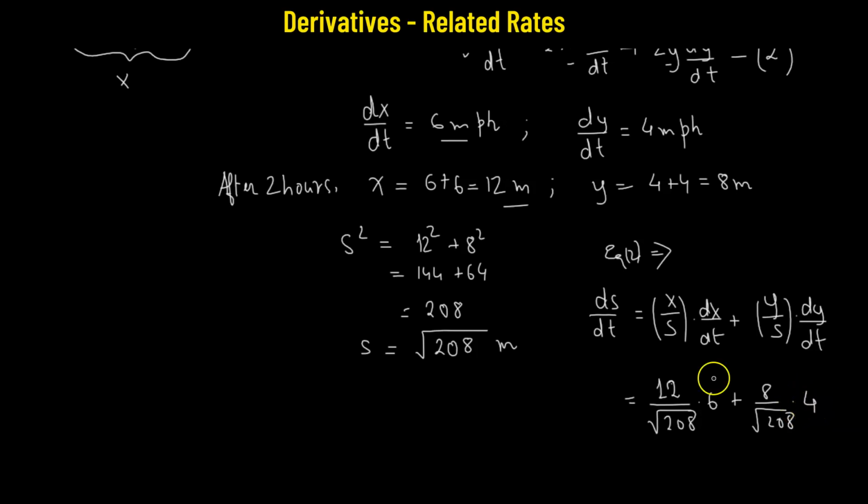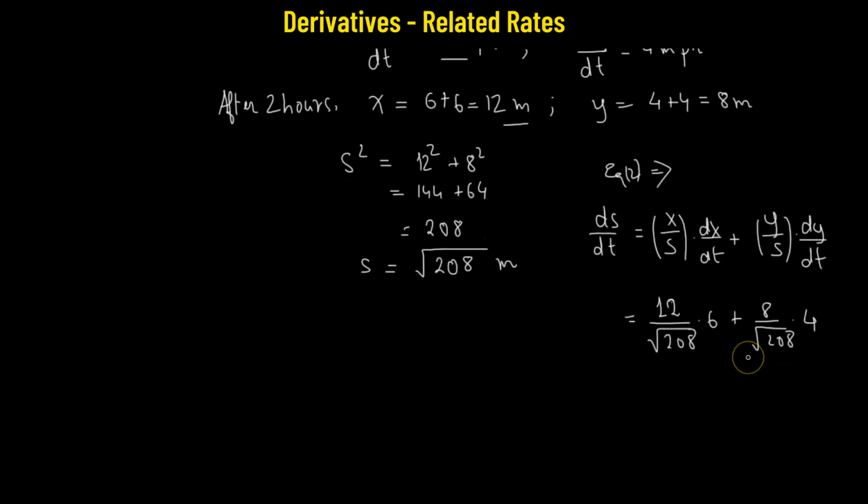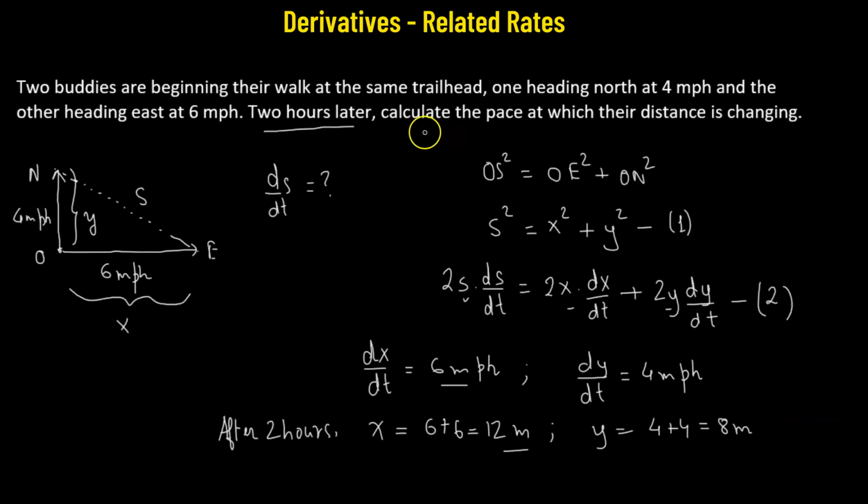So when we plug these values into a calculator, this is going to give us approximately 7.21 meters per hour. So this is the pace at which the distance is changing. Let's move on to the next problem.